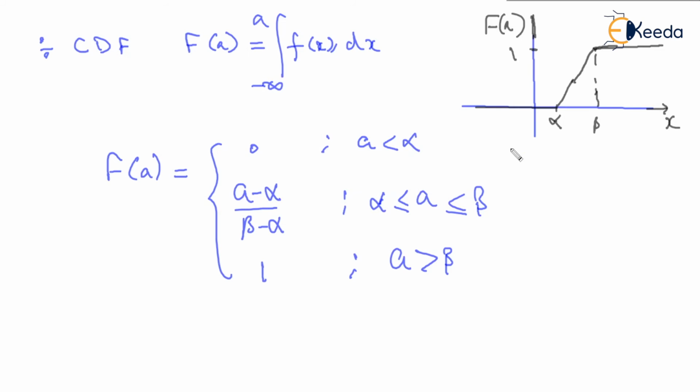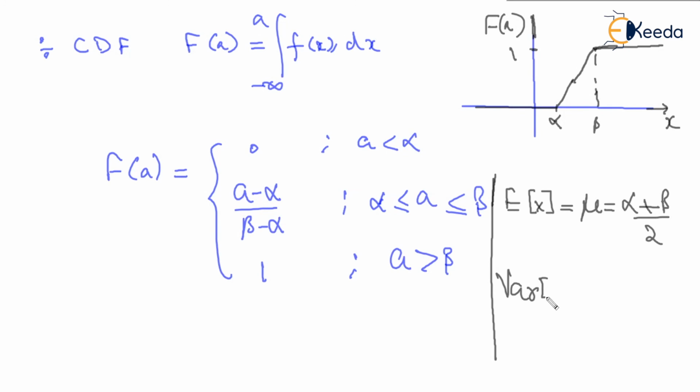Some of the other expressions we require here: the first one is the expected value, which is the mean, which will be alpha plus beta by 2. The next one is variance, which is equal to sigma square, which is beta minus alpha square by 12, and of course sigma will be the square root of this, beta minus alpha by square root of 12, right?